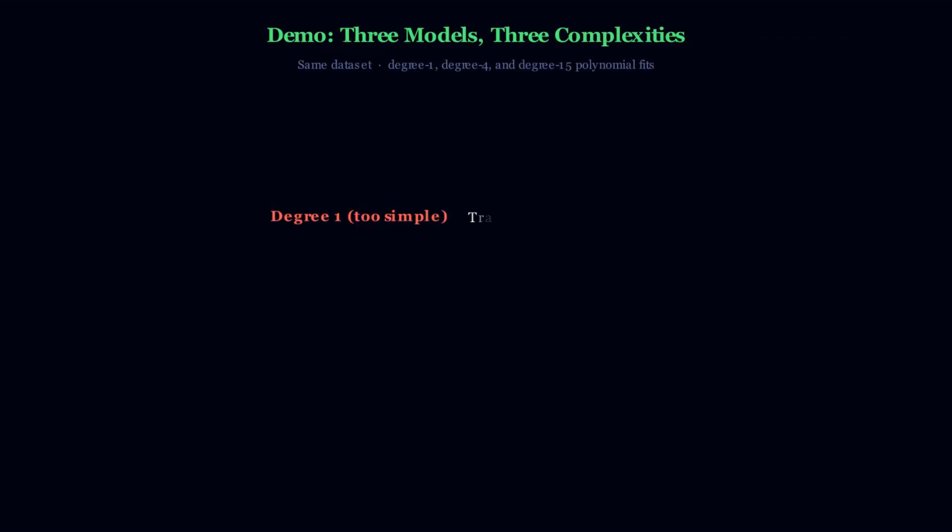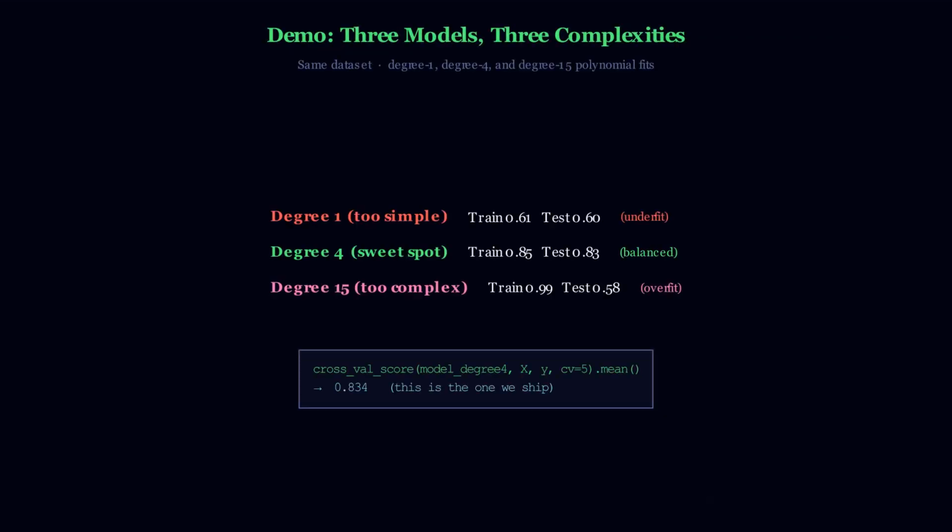Let's fit 3 versions of the same model on one dataset. Degree 1, too simple, train 0.61, test 0.6. Degree 15, too complex, train 0.99, test 0.58. Degree 4, balanced, train 0.85, test 0.83. Same features, same algorithm family, only complexity changed. Degree 4 is the one that survives cross-validation.